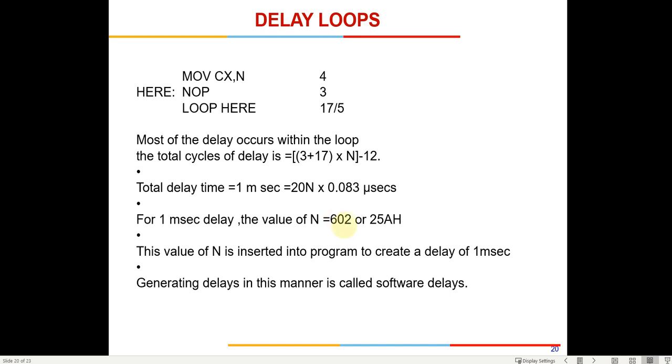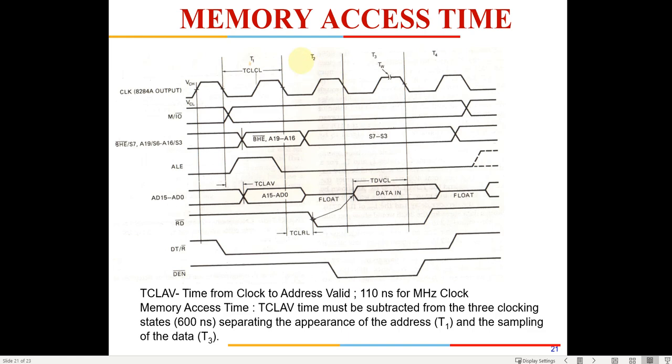This value will come in decimal. Whatever is to be loaded into the CX register in hexadecimal is shown out here. If this value is put, it will create a delay of 1 millisecond. So, is this delay loop understood, how it is done? Yes, sir. Okay. Then there are a few more things which we need to understand.